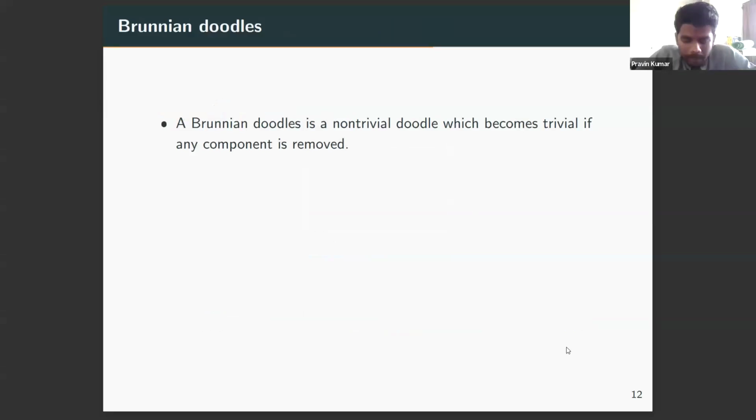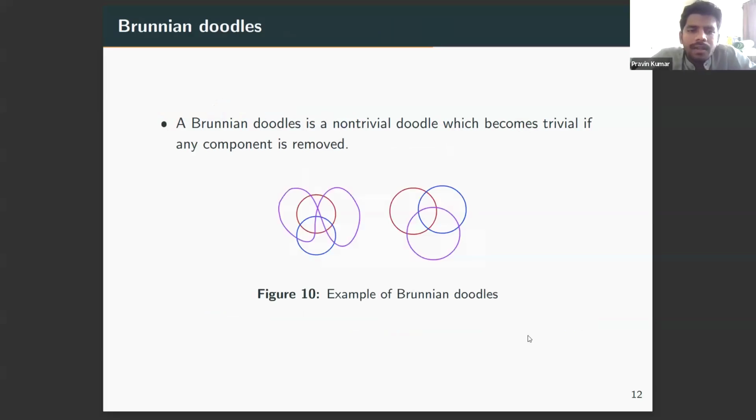Then, like a Brunnian link, we can define a concept called Brunnian doodle. A Brunnian doodle is a non-trivial doodle which becomes trivial if any of its components is removed. For example, if we consider this figure, if I remove any circle, any component, I will get the trivial doodle. In the second figure, if I remove this red circle, I get the blue and purple circles with a bigon created. Now I can remove this bigon to get a trivial doodle on two components.